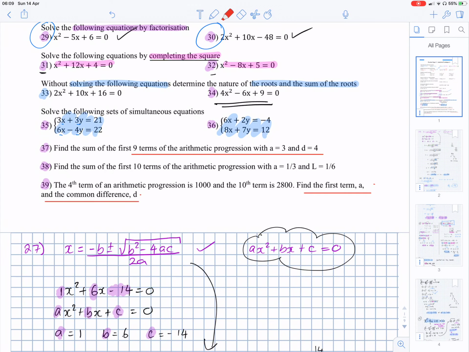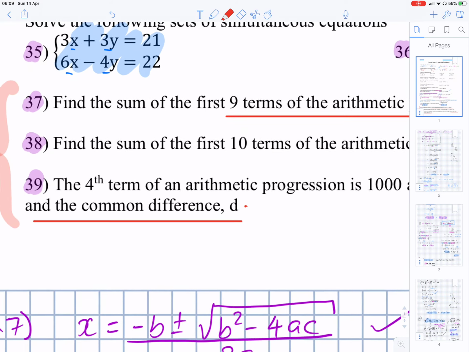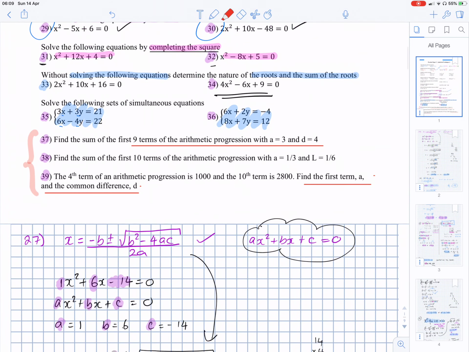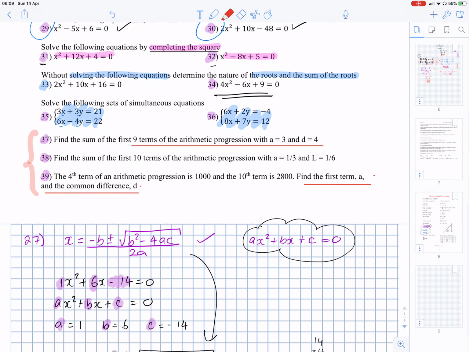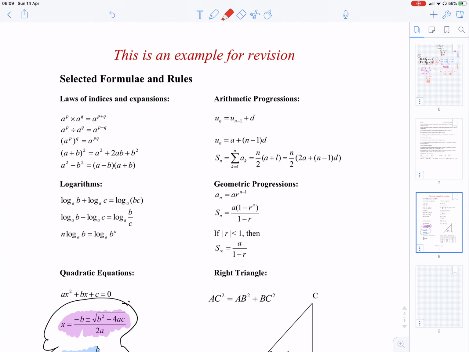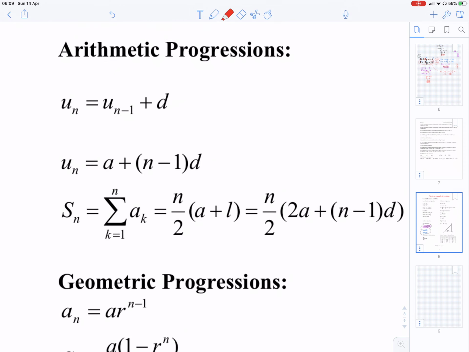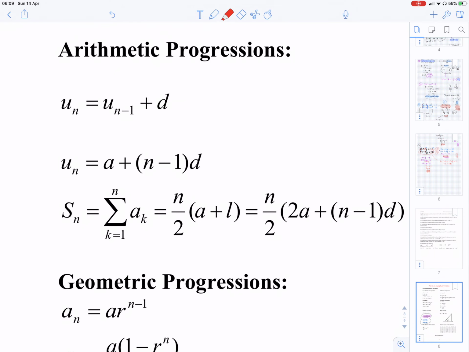Right, so let's solve the next three questions all together because they are similar. They all have to do with arithmetic progression. So you'll probably be given these equations for the arithmetic progression.